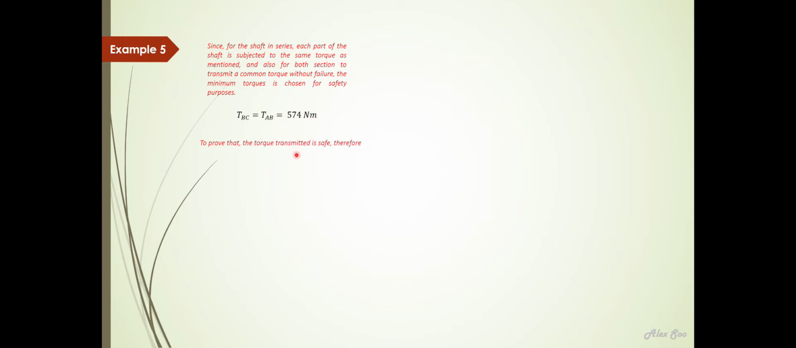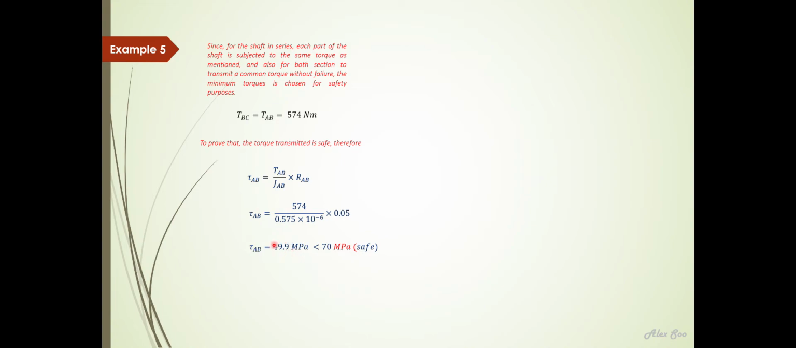Now, to prove whether the torque transmitted is safe or not, you can see the working below here. First thing is we calculate the shear stress. Now we assume that it is not 70. Okay, so 70 is a reference for us now. But the torque that we have adopted for both sections is the same, common torque. So by putting in the torque, the polar moment of inertia, and the radius of section AB, you will calculate the shear stress.